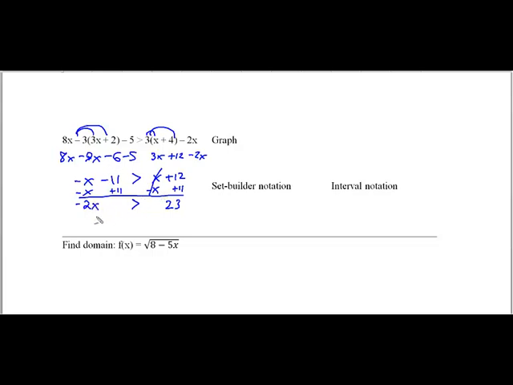So then I'm going to take my negative 2x, divide both sides by negative 2 to get the x by itself. The symbol flips because we divided by a negative, and this is going to make negative 11.5, because dividing a positive by a negative gives me a negative. So x is less than negative 11.5. The graph is going to look like this. If I have 11 and I have 12, shoot, I didn't realize that was negative, so I got to change this a little bit.